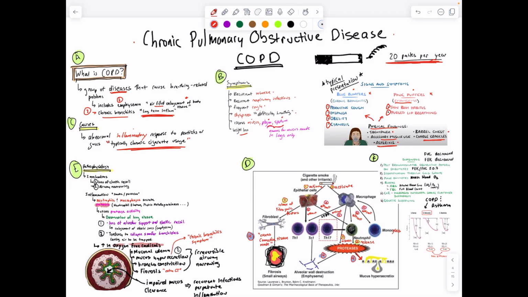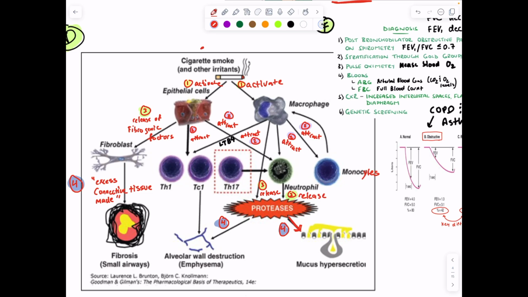All right, so in terms of the pathophysiology, we said that primarily cigarette smoke or other irritants is what does this. That's going to activate epithelial cells and macrophages, right? Macrophages like to gobble up things. Epithelial cells will be activated as well. After these are activated, they're going to release inflammatory mediators to attract other cells. In particular, leukotriene B4 is our primary one, and this is going to attract neutrophils. It's a chemotaxant, which means it attracts cells. Then monocytes and T lymphocytes will be attracted.